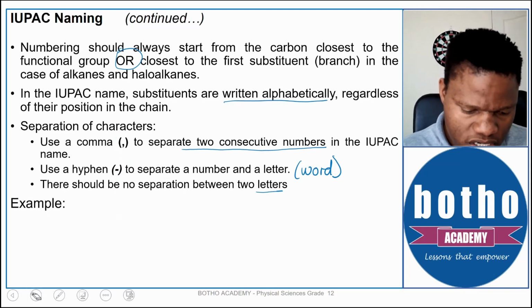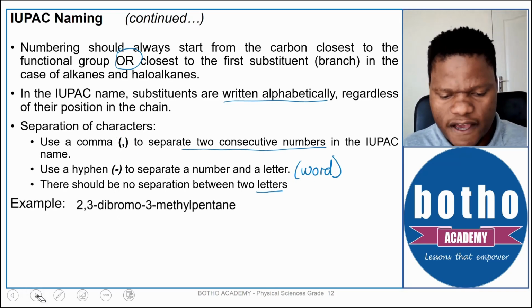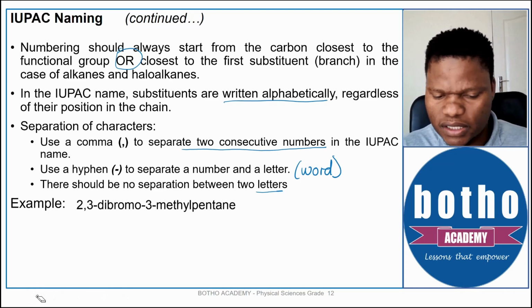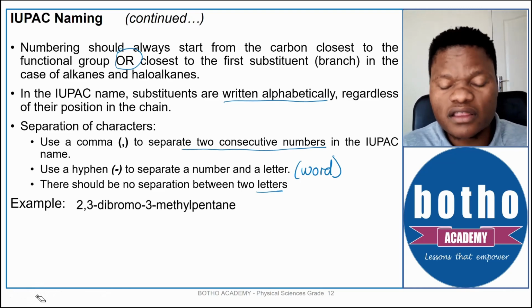Now let's look at an example. Here is a 2,3-dibromo-3-methylpentane. It's quite a lengthy name.